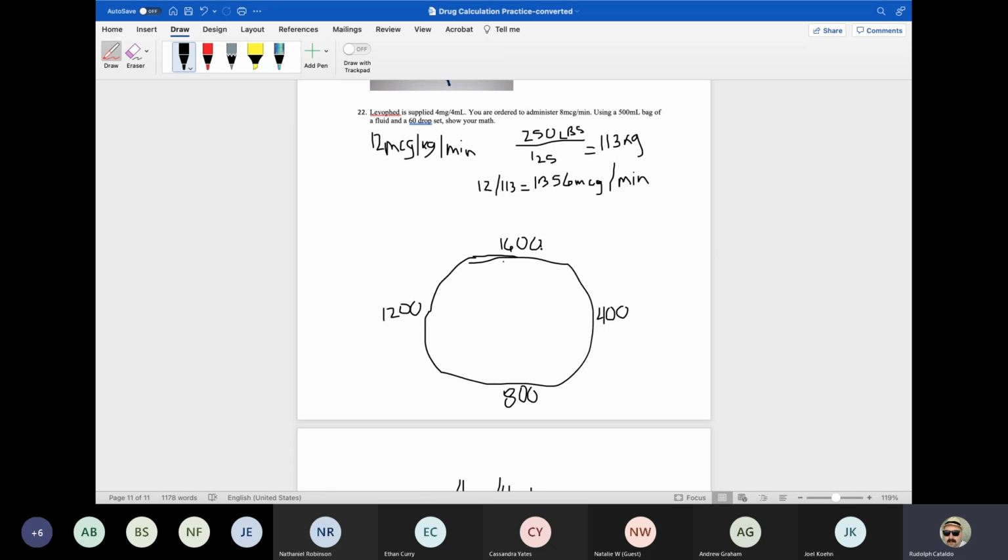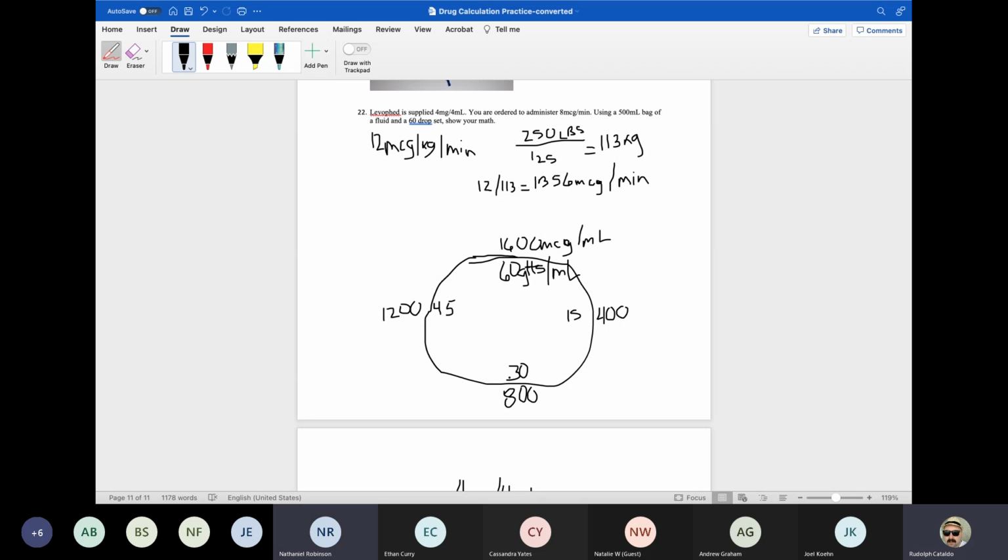So 1600 mcg is the same as 1 ml. 60 drops is the same as 1 ml. So I need to give 1356. Kind of an odd number, not going to lie. Wish it was a little bit different. Let's finish filling out our clock here. 30, 15, 45.